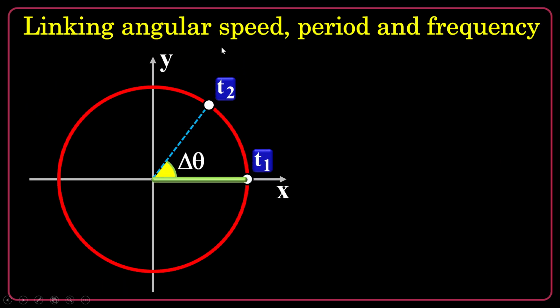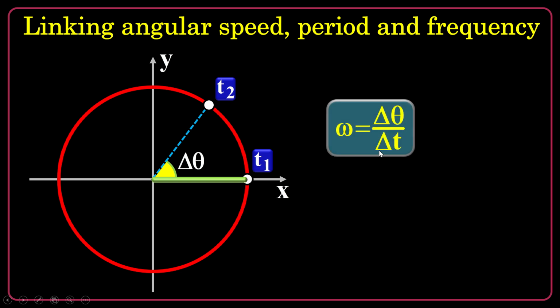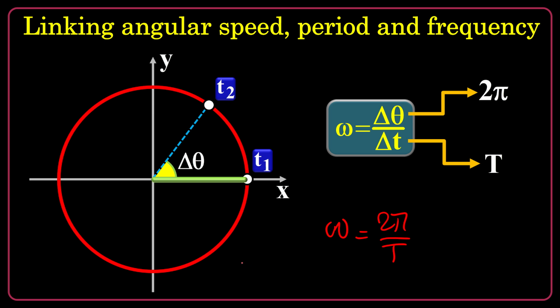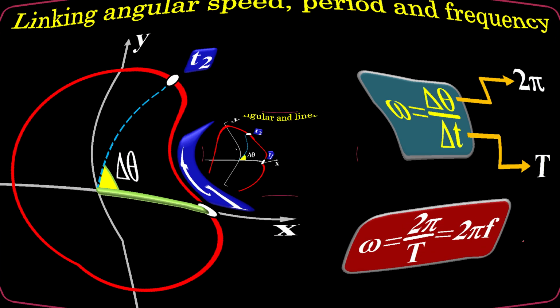Let's link angular speed, period, and frequency. You remember omega was delta theta divided by delta t. Let's say the object goes round the circle. So the total angle traveled is 2 pi. Accordingly, the time you need for this travel is a period, because period is the time to have one full cycle. So here omega is 2 pi divided by T. And as frequency is 1 over T, I can write it as 2 pi times frequency. This is a very important relationship.